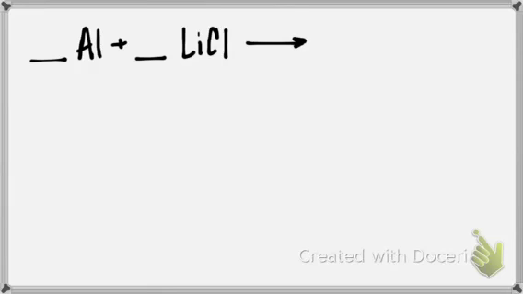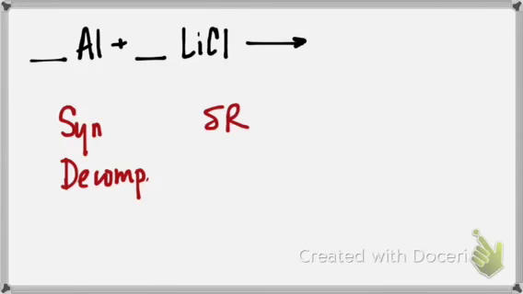Now, in answering the question of how do you create the products, the first thing you have to do is identify what type of reaction you're dealing with. And remember, your choices are going to be synthesis, decomposition, single replacement, double replacement, and combustion. Out of those 5 types, what type of reaction is this? Is this beginning? Do you remember? Very good, it is. It's a single replacement reaction.